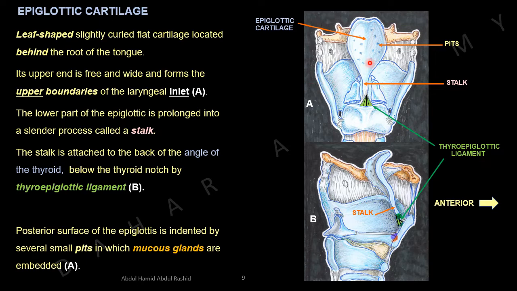The lower part of the epiglottis is prolonged into a slender process called the stalk of the epiglottis. This is the stalk here. The stalk is attached to the back of the angle of the thyroid, below the thyroid notch, by the thyroepiglottic ligament. The posterior surface of the epiglottis is indented by several small pits, in which mucous glands are embedded.